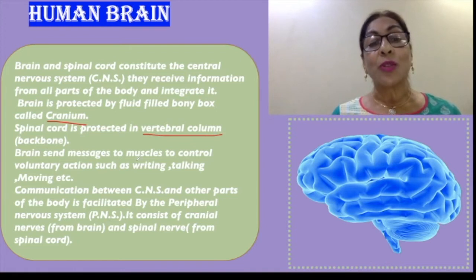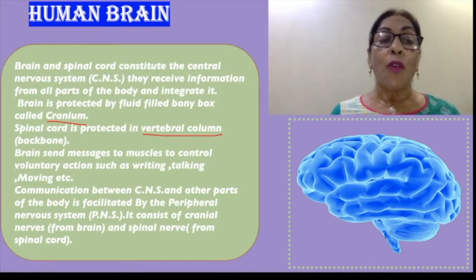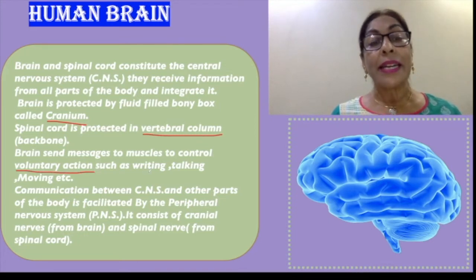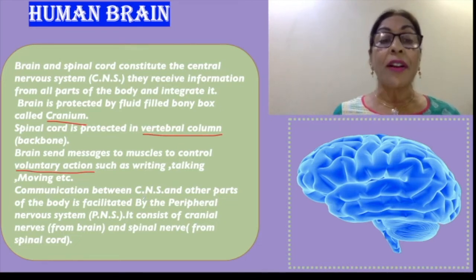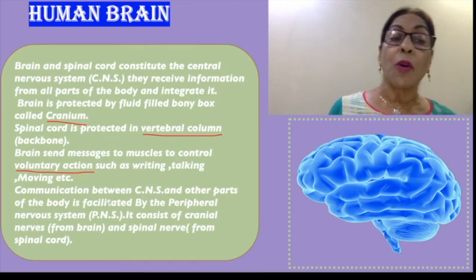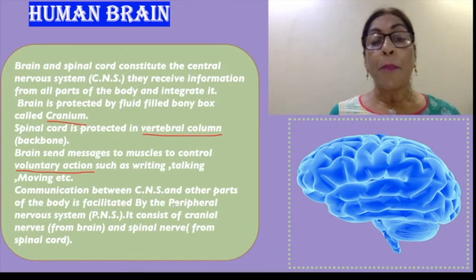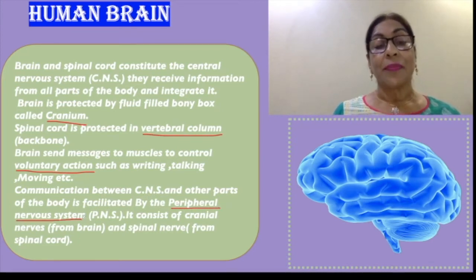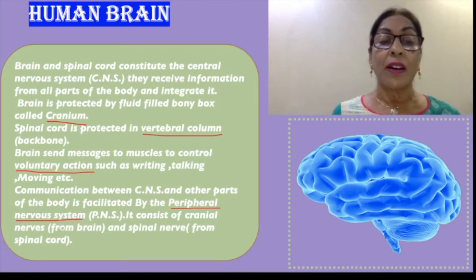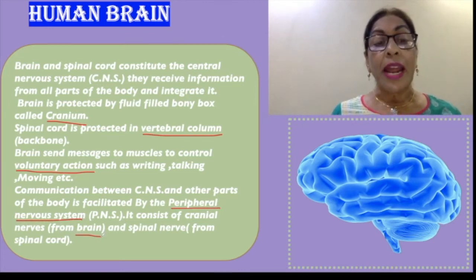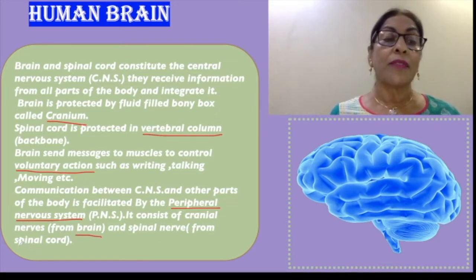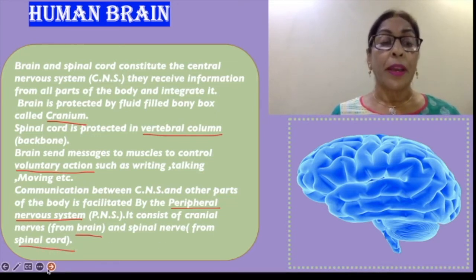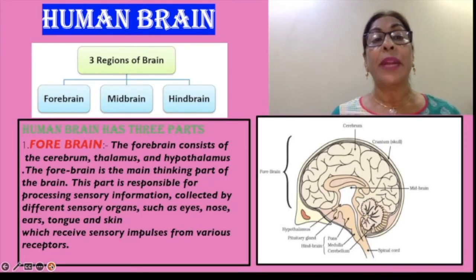The brain sends messages to the muscles to control voluntary actions such as writing, talking, moving, etc. Communication between the CNS, meaning the central nervous system, and other parts of the body is facilitated by the peripheral nervous system. In short, we can say PNS. It consists of cranial nerves, which arise from the brain, and spinal nerves, which arise from the spinal cord. Now we will see the structure of the brain.